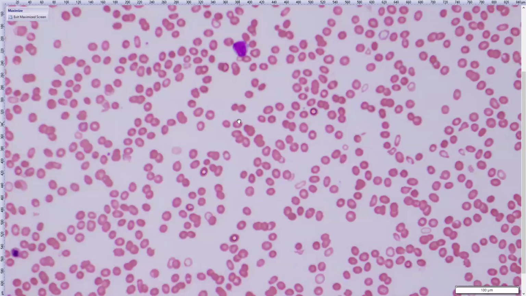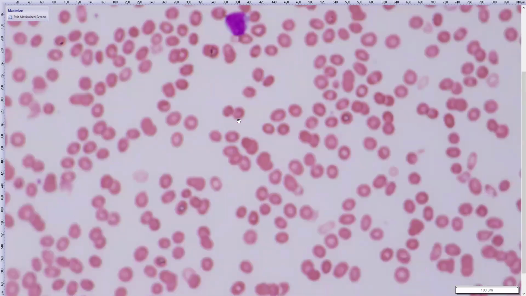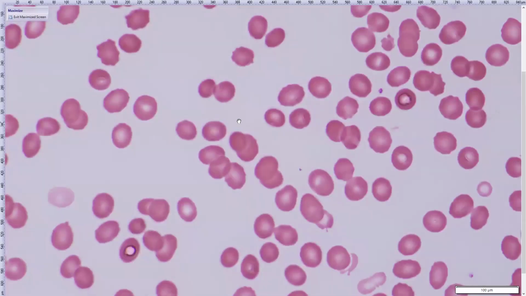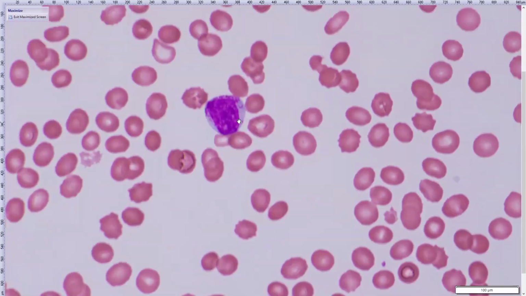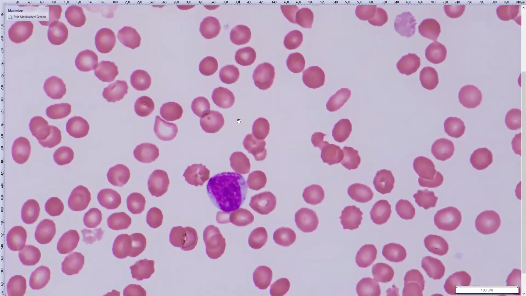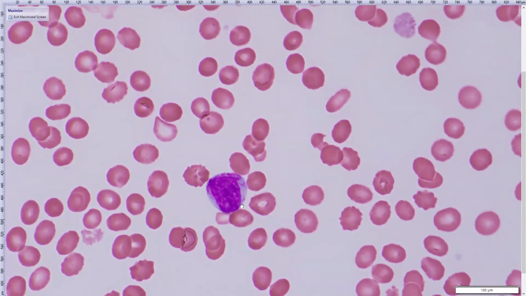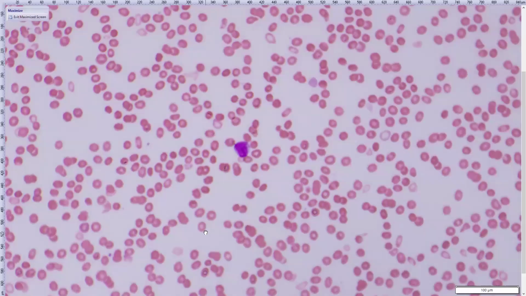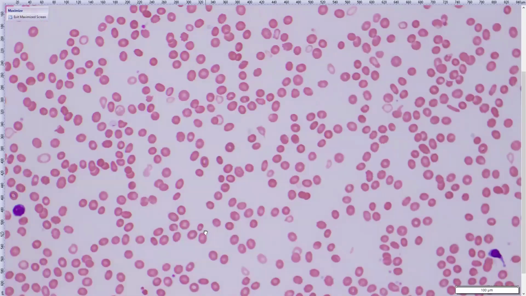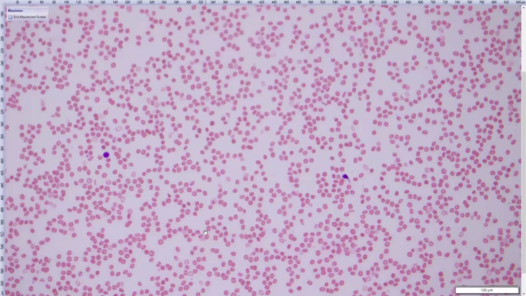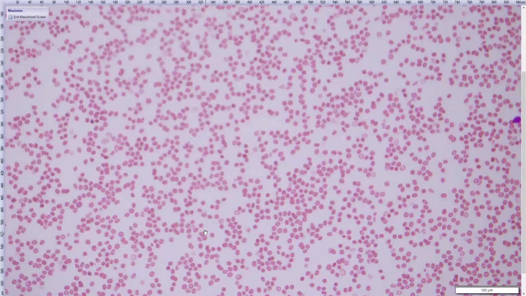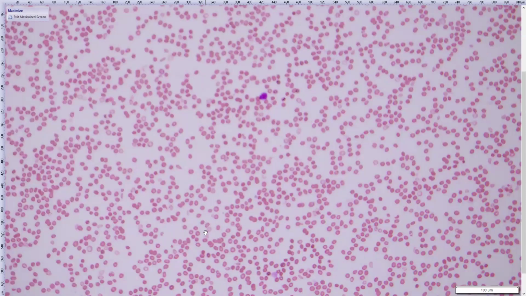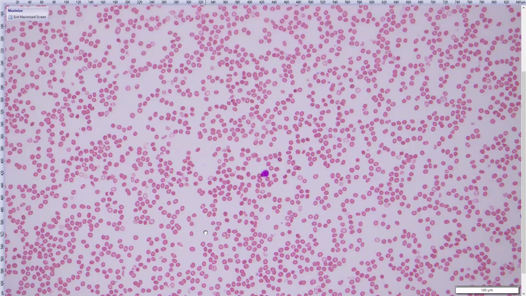Let's go high power on this cell here. This cell here is a blast as well, and it has these pink granules in the cytoplasm. So far, I do see rare circulating blasts. It might not be too many blasts, but when you consider the fact that the patient is leukopenic, and with this leukopenia we do see some circulating blasts, then the blast percentage would probably be high in this patient. This is a blast as well.